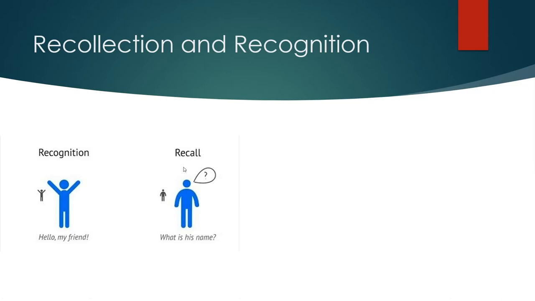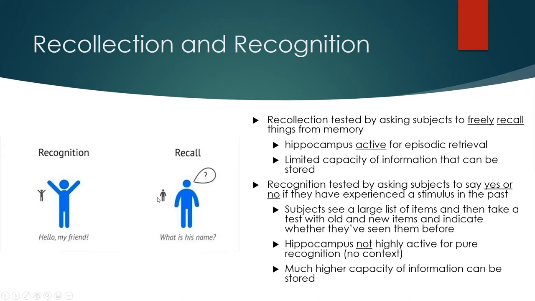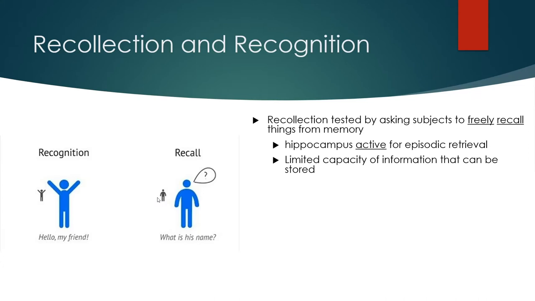Something I want to highlight before we get into these memory tasks is the distinction between recognition and recall. These are experimental manipulations that are specifically used to isolate different types of memory. With recollection, we're asking subjects to freely recall something, so that's the one on the right over here. It just showed you a bunch of people. Now tell me what this person's name is without giving you any other information, just asking you to freely recall it. No cues, nothing. And this is used to get at episodic type memory.